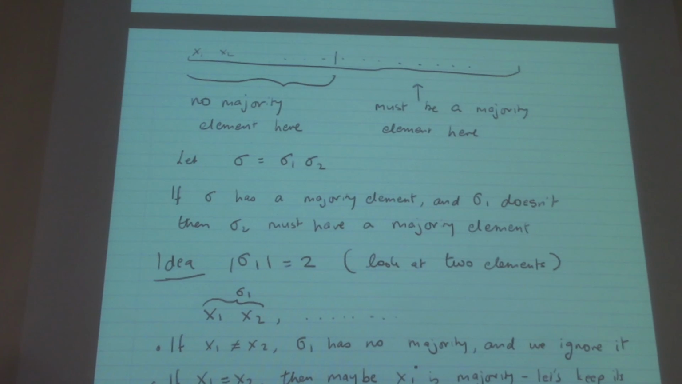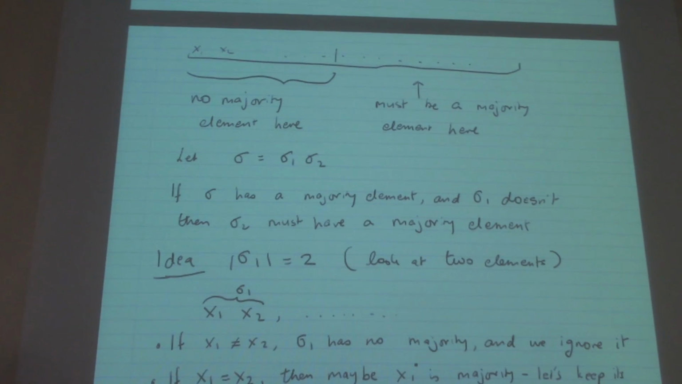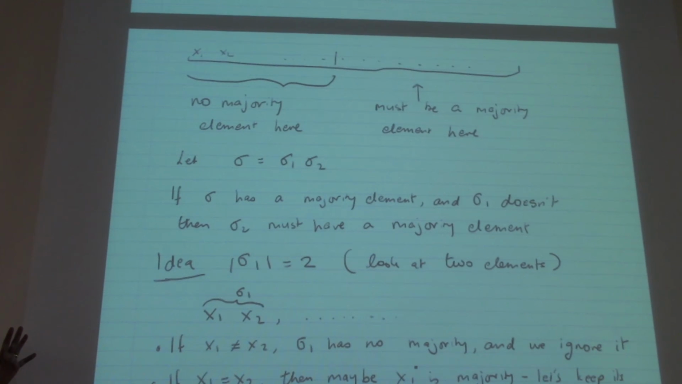If I see a new element that's not 10, it's going to go down to 0. And then I can ignore this whole sequence, and start all over again. So this is the algorithm.